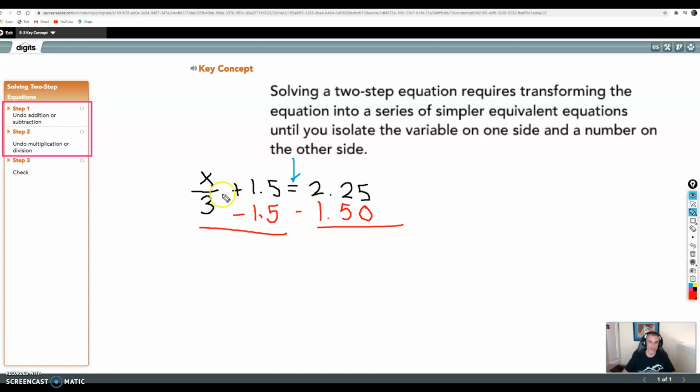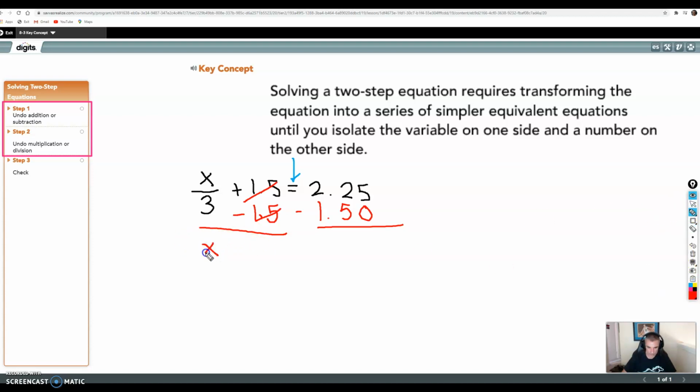On the left-hand side, if I add 1.5 and I take away 1.5, those cancel each other out. If I give you $1.50, but then I charge you $1.50 for maybe a ride home or something, you have nothing. You have no money. We're left with just x divided by 3. So we are one step closer to our solution, but we're not all the way there yet. That's why this is a two-step, because it takes another step to solve it.